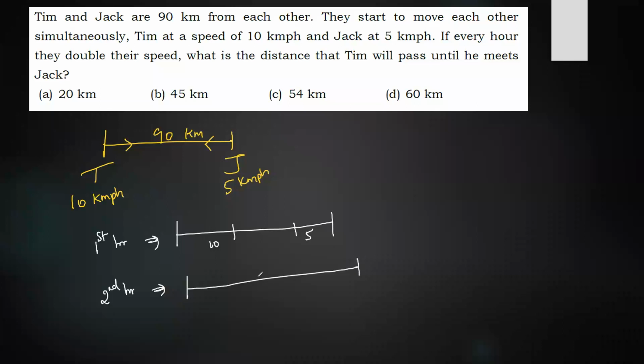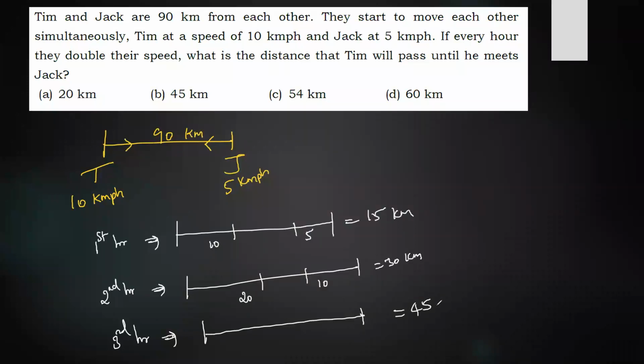In the first hour, the speeds are 10 kilometers per hour and 5 kilometers per hour. He will reach 10, he will reach 5. So the distance remaining will be 75 kilometers. In the second hour, the speeds will be 20 kilometers per hour and 10 kilometers per hour. Here 15 kilometers they have reached. Here 30 kilometers they have reached.